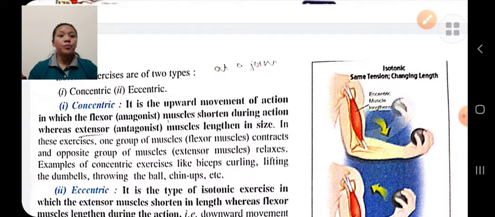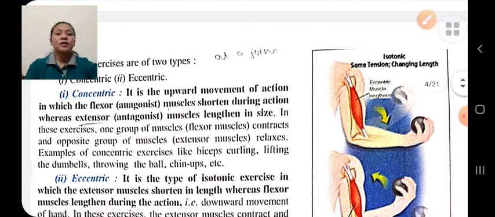Concentric means upward movement, like lifting the dumbbell upward. In concentric exercise, the flexor muscles shorten and the extension muscles lengthen, meaning the size of the flexor muscle becomes short and the size of the extension muscles becomes long. Bicep muscle is known as the flexor muscle.